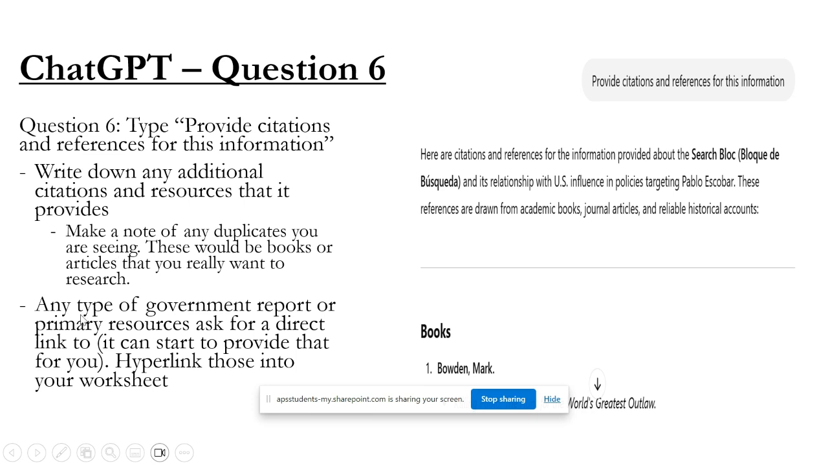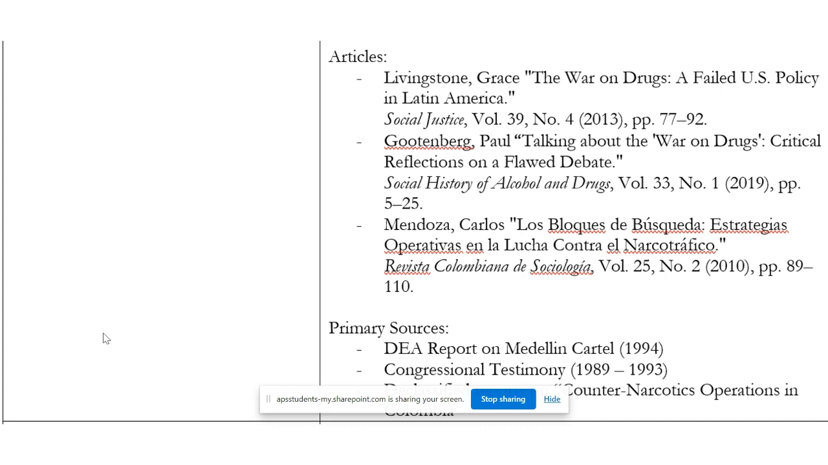Additionally, you might want to ask for any type of government reports or primary resources, because if it gives you government reports or primary resources, you can also ask for a direct link to it. And more than likely, ChatGPT is going to be able to give you a direct link to primary resources, which then you're going to be able to hyperlink into your worksheet. So you can see I've listed my articles and primary resources here.